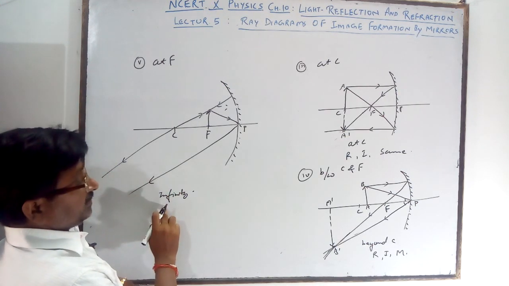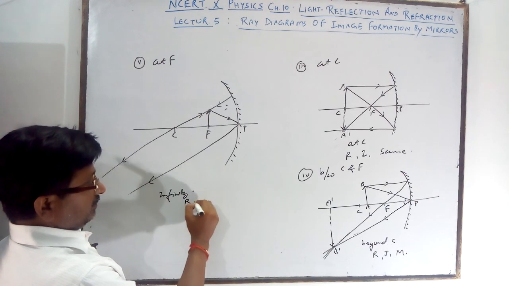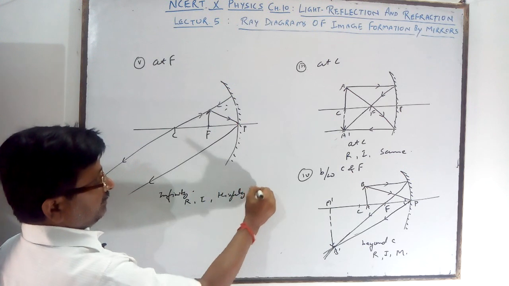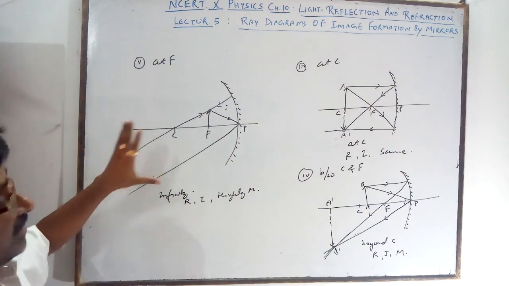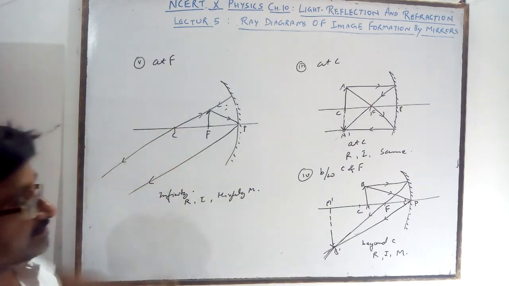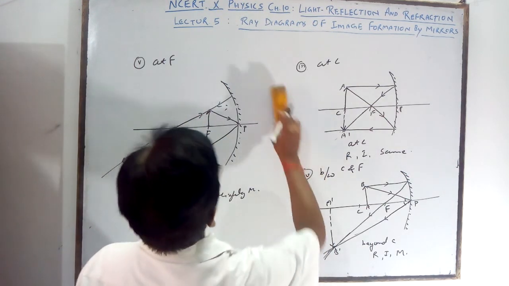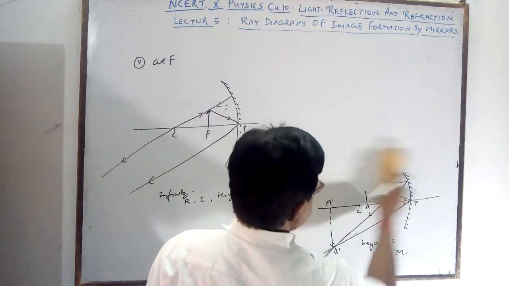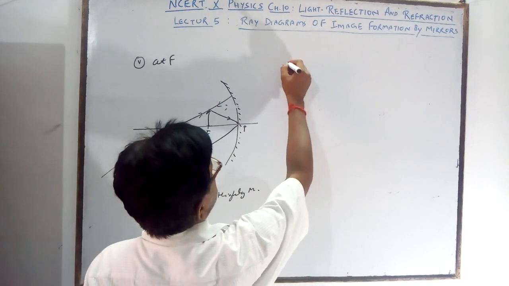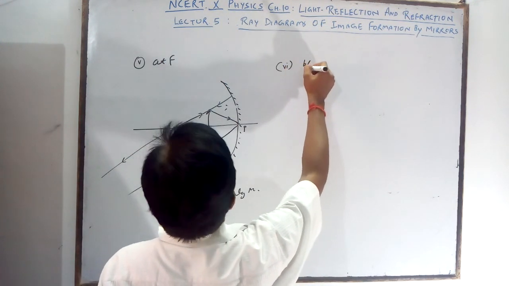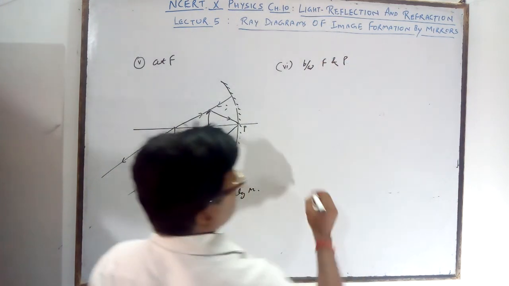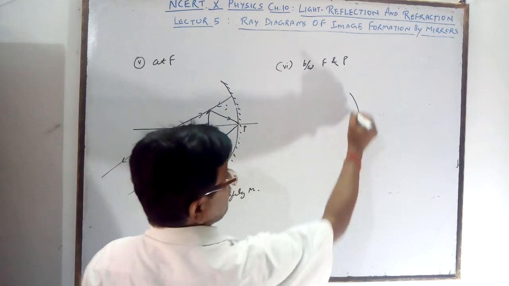At infinity you are getting the image, real, inverted and highly magnified. Highly magnified means very large, real, inverted and very large. Approximately you will get the parallel lines. And the last one, the sixth part of this image formation, is given between F and P. Between F and P, then where is the image formed?